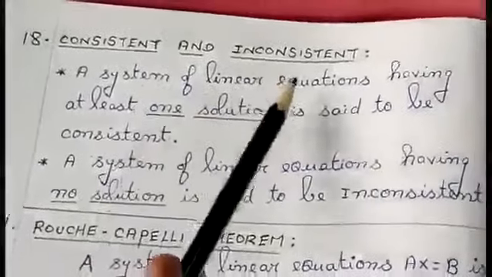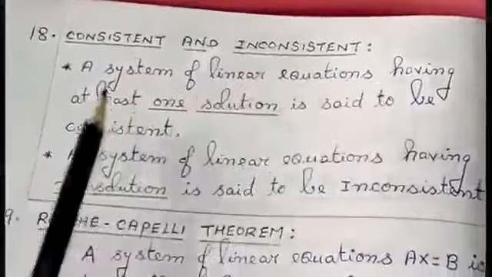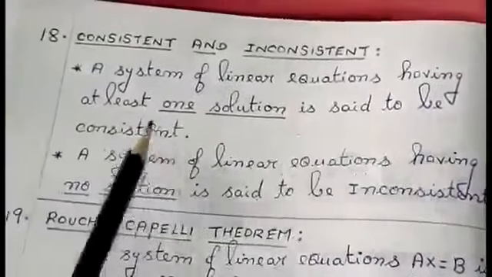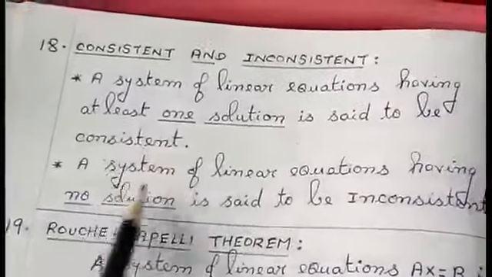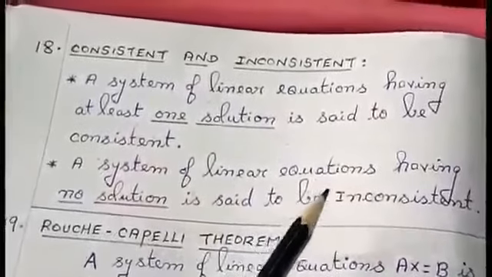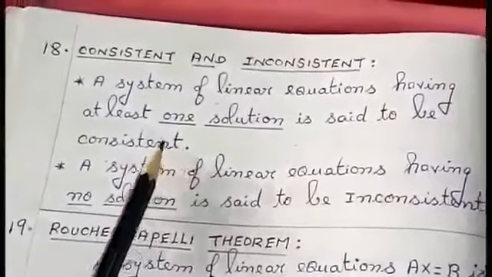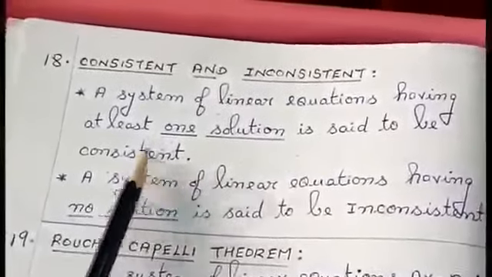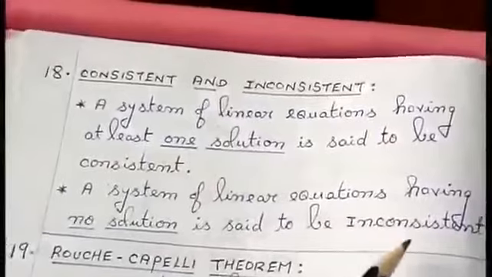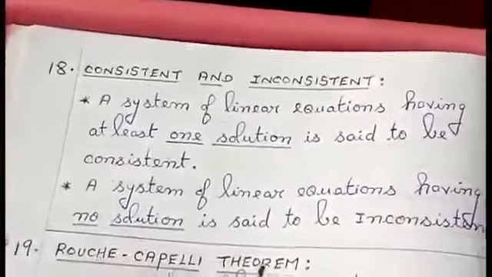Consistent and inconsistent. A system of linear equations having at least one solution is said to be consistent, and a system of linear equations having no solution is said to be inconsistent. Just keep two things in your mind. Consistent means at least one solution. Inconsistent means no solution.